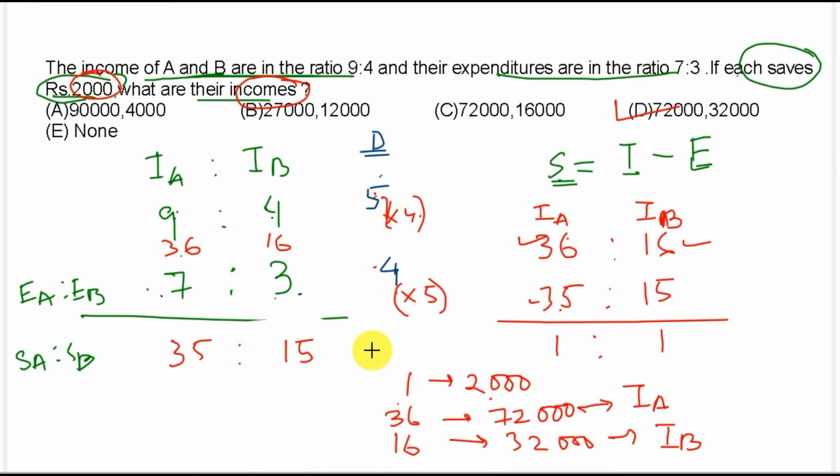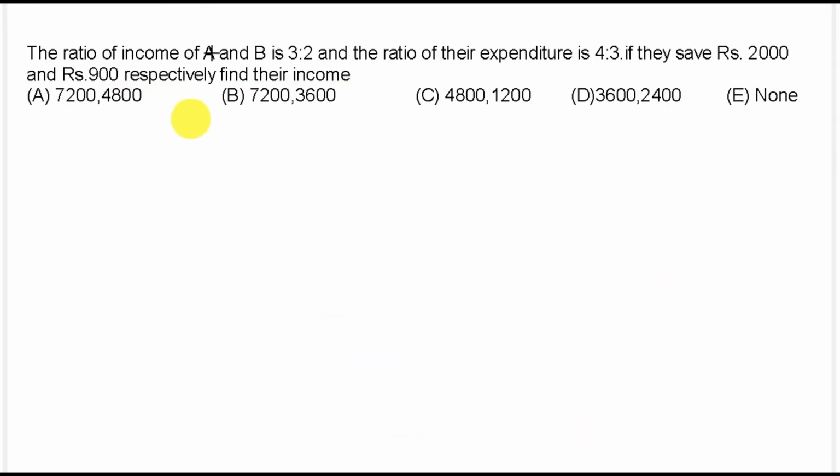Let's move to the next question. Okay, let's go for the next question. This question is similar to the previous question. Here the ratio of the income is given, and then the ratio of expenditure is given, and the savings are given. In this case the savings are not equal. In the previous one the savings are equal, 2000 and 2000 each, but here the savings are different. A saves 2000 while B saves 900.